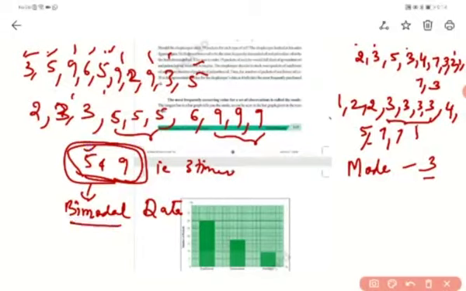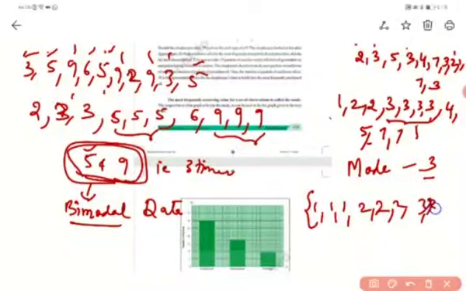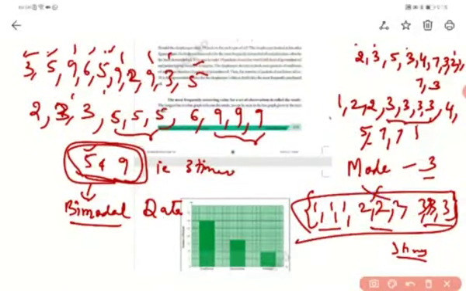Alright, now you'll have some data sets in which all the data occurs an equal number of times. Suppose I have 1 1 1 and 2 2 2, then 3 3 3. So all of 1, 2 and 3 are occurring 3 times, right? So for this kind of observations, you will not have any mode. That means you don't have any mode.